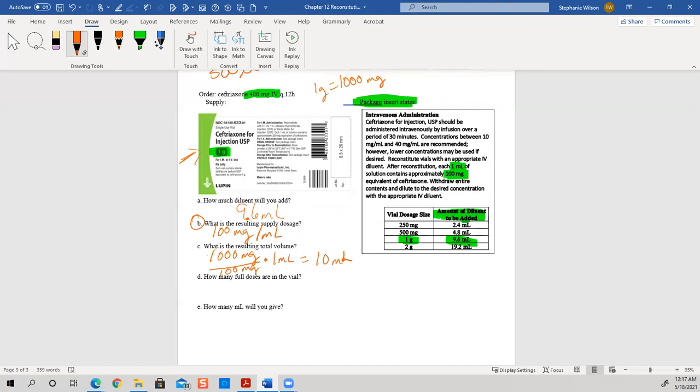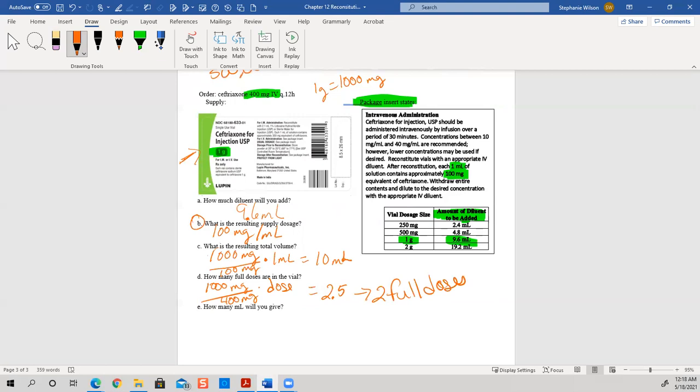Now we want to know how many full doses are in this container, this vial. So what we need to do is take the total volume that's in the vial and divide it by the order, which is 400 milligrams per dose, right? And then when we do that, we get 2.5, but we're not going to say 2.5 because 0.5 is not a full dose. The actual answer is 2 full doses. Do not round because 0.5 will not make a full dose.